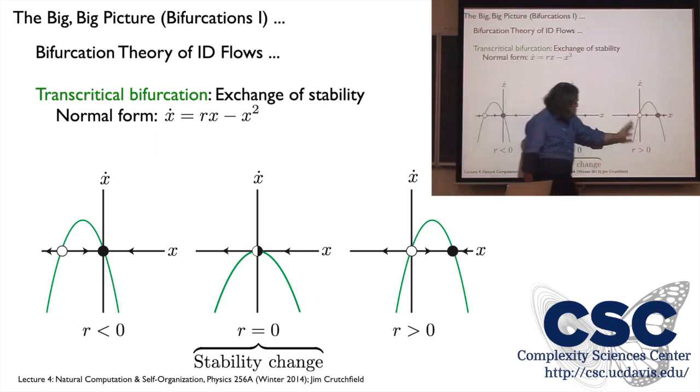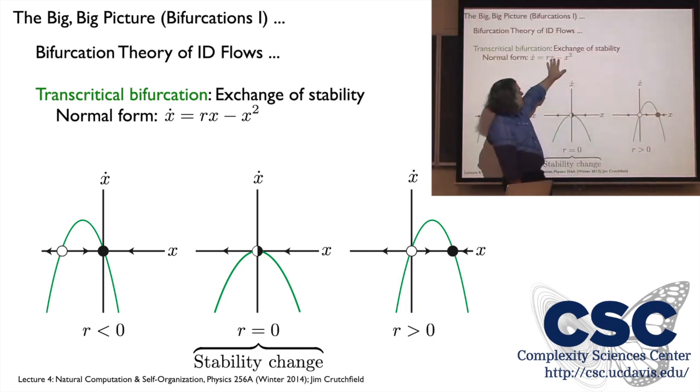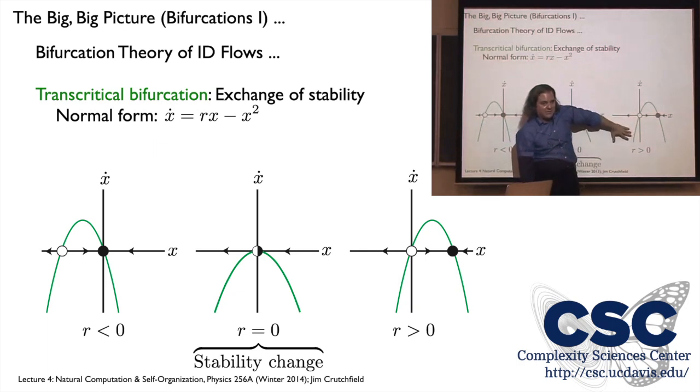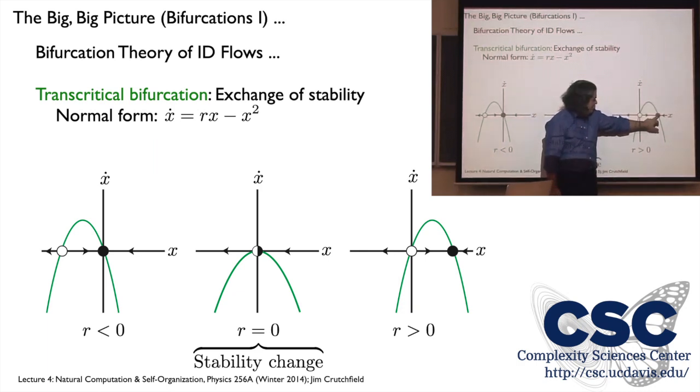And then when r goes positive, we have the mirror symmetric situation. We can actually tell that this function has that symmetry. So as soon as we've analyzed this, we know that the exactly complementary picture is going to happen over here. Now the origin has gone unstable, and then we have a stable fixed point at positive x.